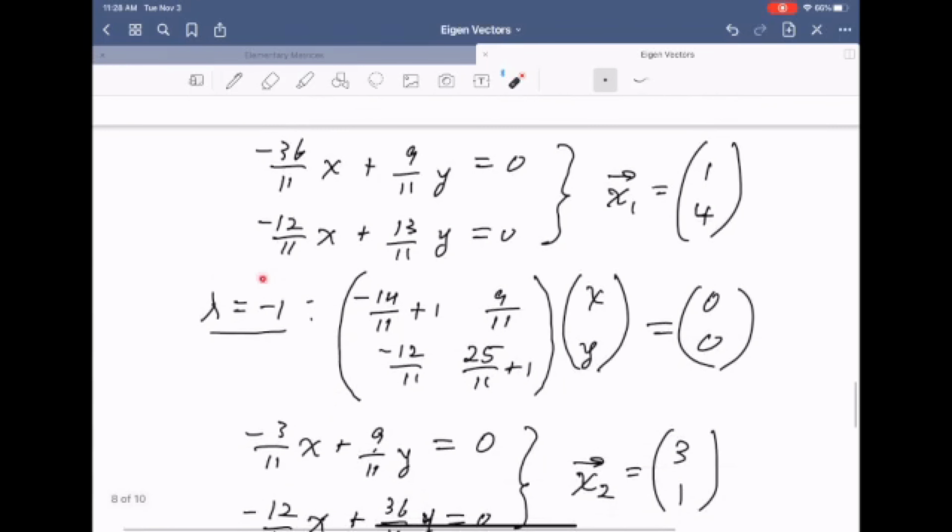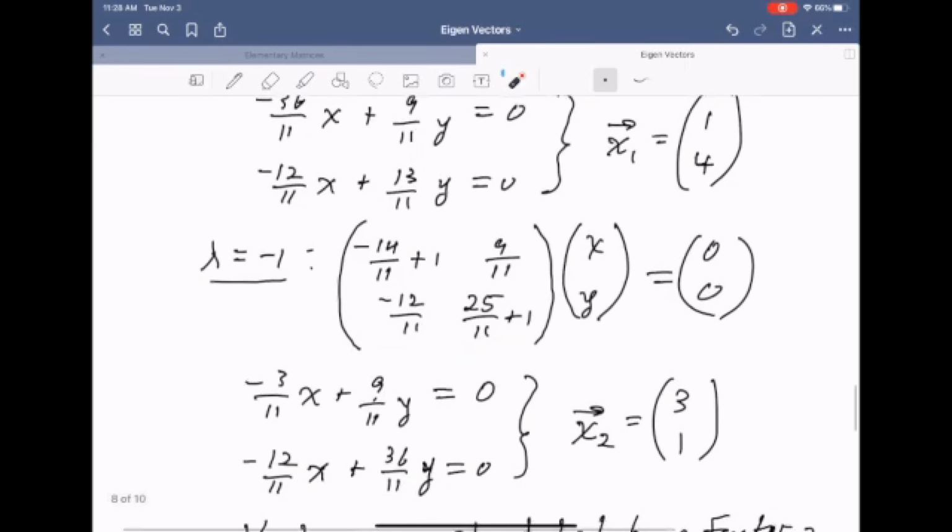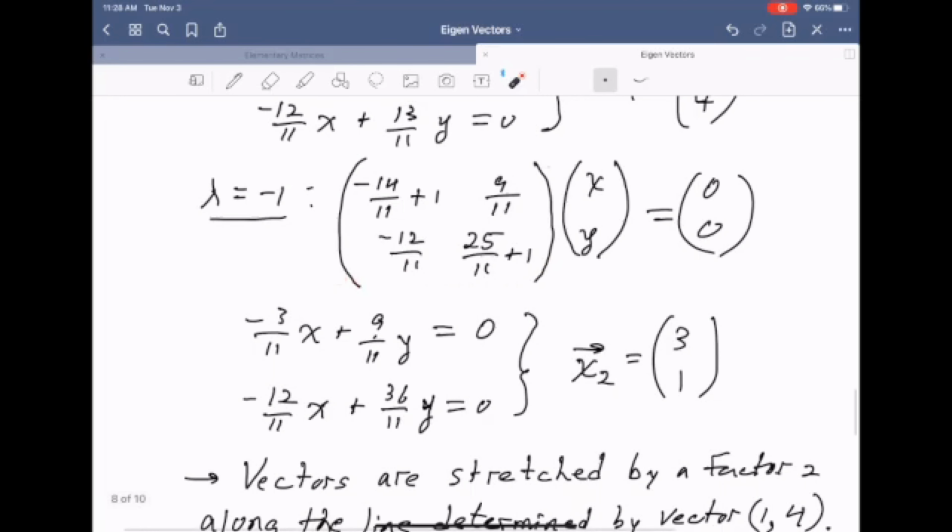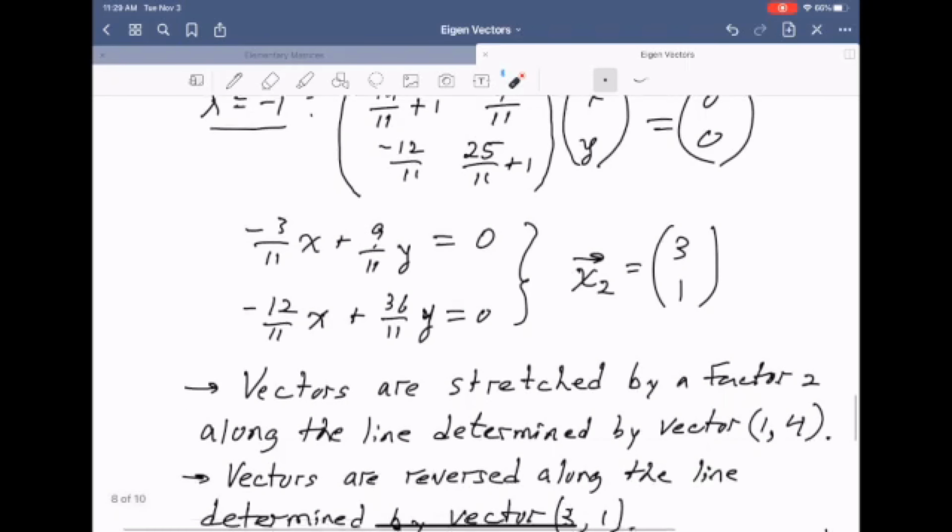Doing the same with our second eigenvalue, lambda equals minus 1, we get this result here, and when we multiply this matrix by this vector, we get two equations. This one here, minus 3 over 11 x plus 9 over 11 y equal to 0, and minus 12 over 11 x plus 36 over 11 y equal to 0. Solving these two, we get a vector 3, 1. So we have two solutions, or pardon me, we have an eigenvector 3, 1.